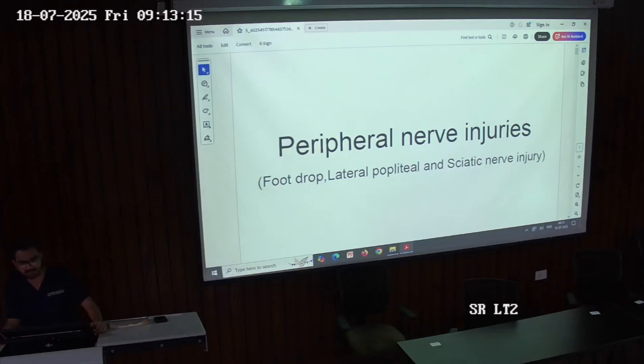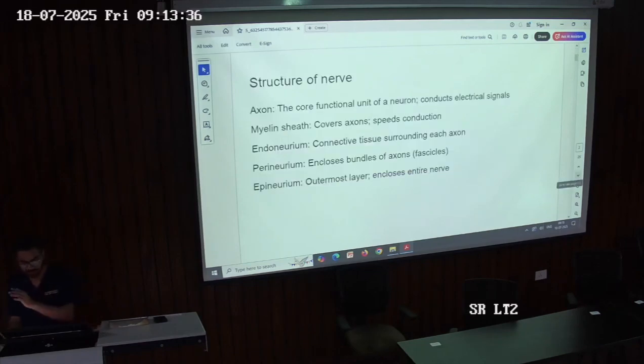Anyone? Or nerve injuries? So, first of all, before discussing the nerve injury, we need to know the basic structure of the nerve, so as to get an idea how the injury happens, right? To discuss the basic structure of the nerve, we have the key elements like axon, myelin sheath, endoneurium, perineurium, and epineurium. Now, the axon is the core functional unit of the neuron which conducts the electrical signals, which is a very basic thing which we have been learning since our school days.